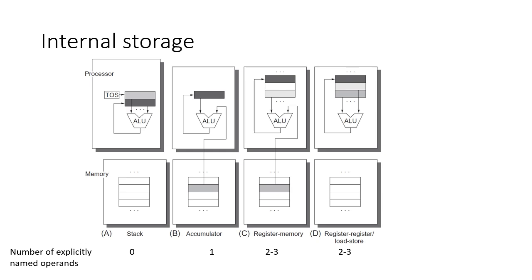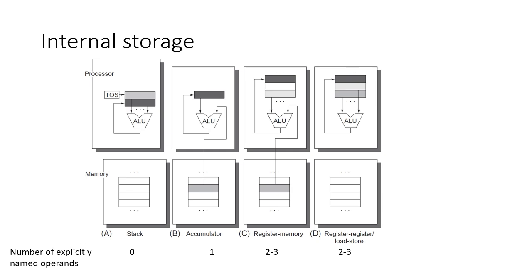The register-memory model, example C, is perhaps the most common model throughout history. Here, there are multiple registers in the processor which can hold operands for instructions. The instructions can also operate directly on operands in memory. The x86 and AMD instruction set architectures are representatives of this model.